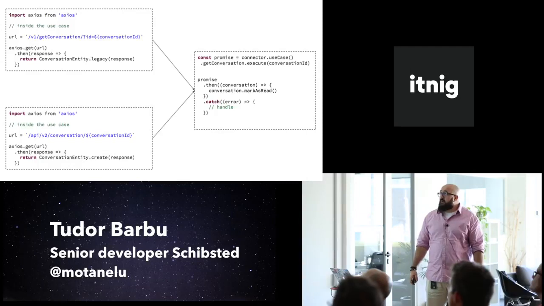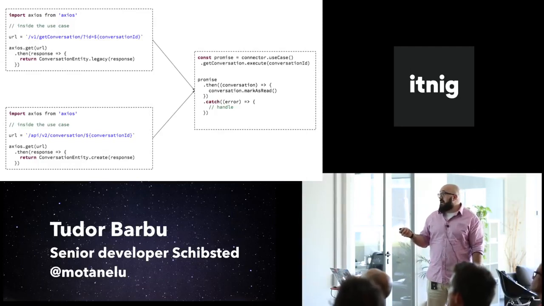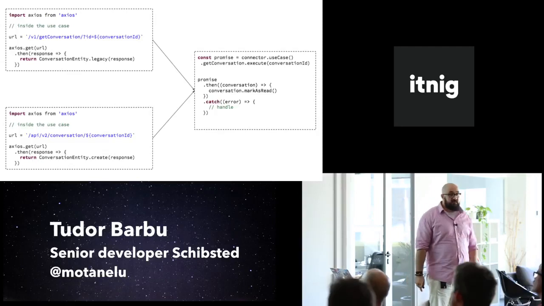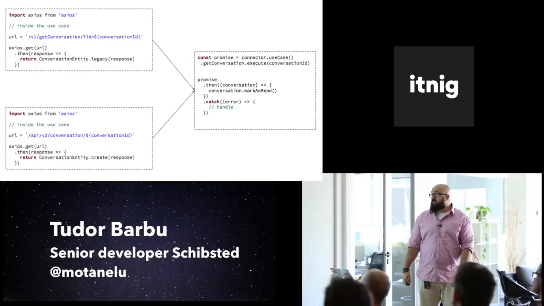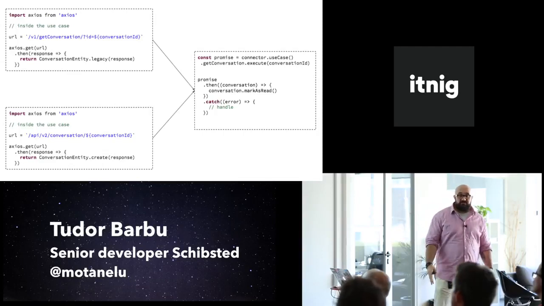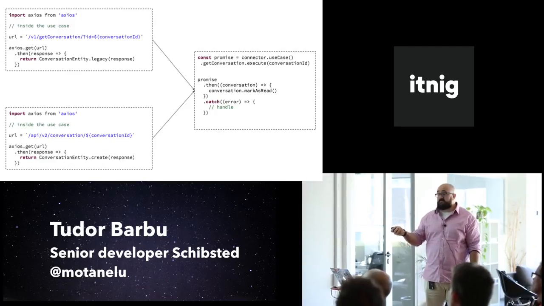And the same happened with normal API calls. For example, if I wanted to get the conversation, I would have a syntax like this: connector, use case, get conversation, execute, and I would pass the conversation ID, the unique key of the conversation that I wanted. This would return a promise that would resolve to an entity, a smart object, a proper object that had methods and attributes. And for example, if I wanted to mark the conversation as read, I would just call this method.